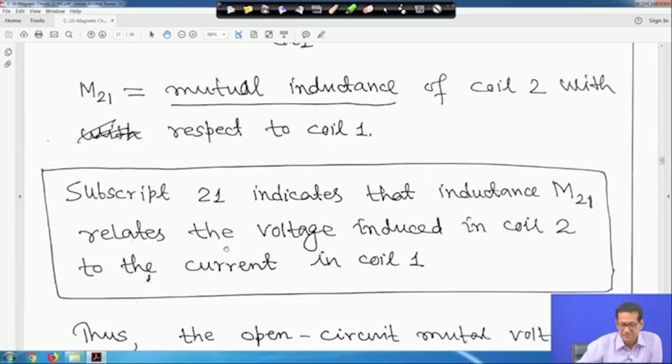So that's why I have written for you: subscript 21 indicates the inductance M21 relates the voltage induced in coil 2 to the current in coil 1. This is the meaning, right. So there should not be any confusion, right.